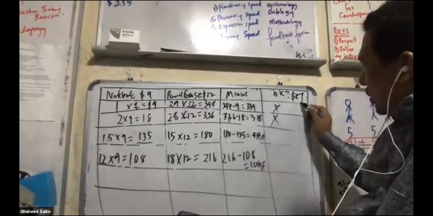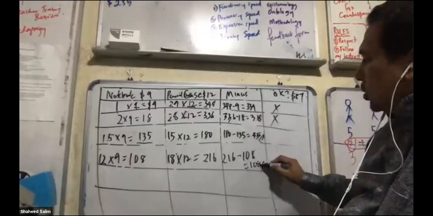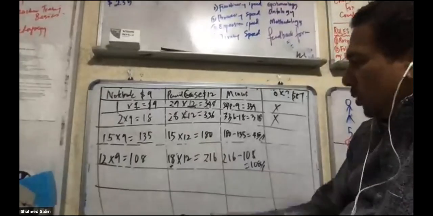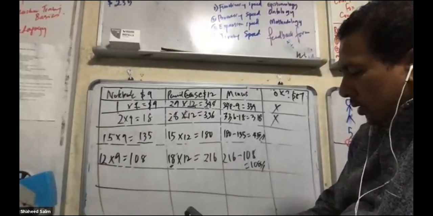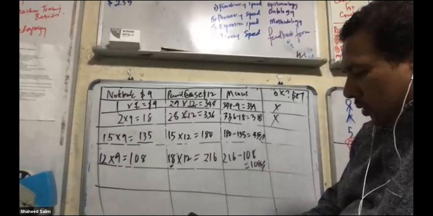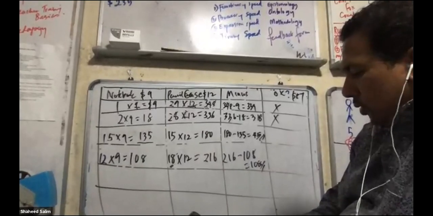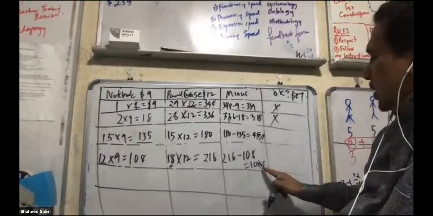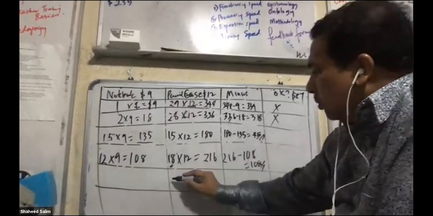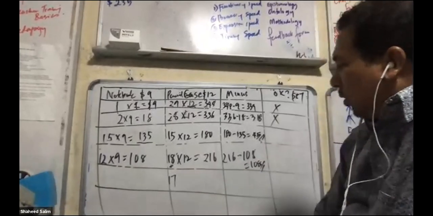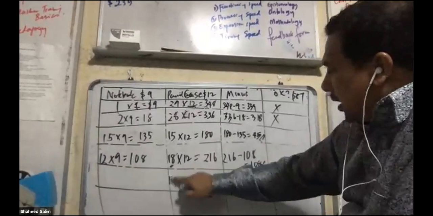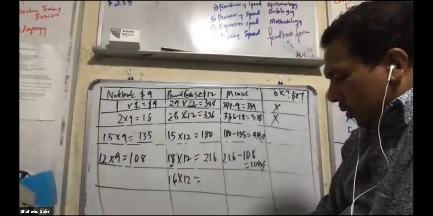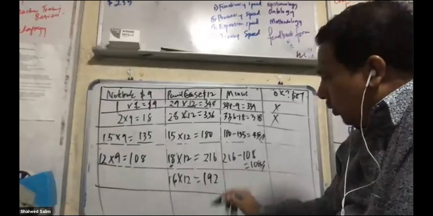It's too much. It's not too little, it's too much. So I must make it lesser. What in between 15 and 18? Maybe 16, 17 lah. So this is too much, that was too little, so I must reduce this. Let's say 16 lah. 16 times 12, how much do I get? 192. Okay.